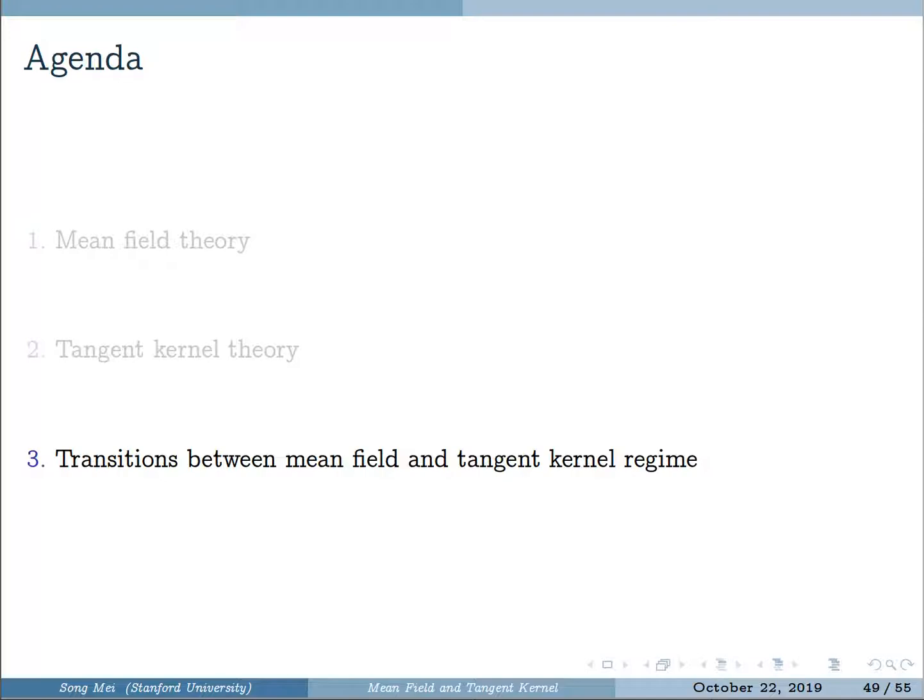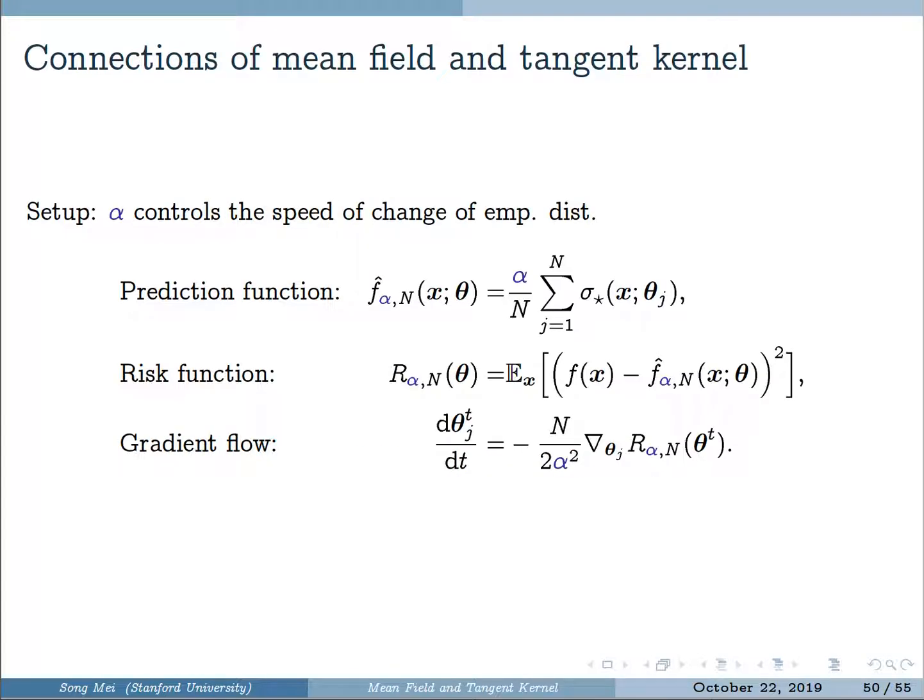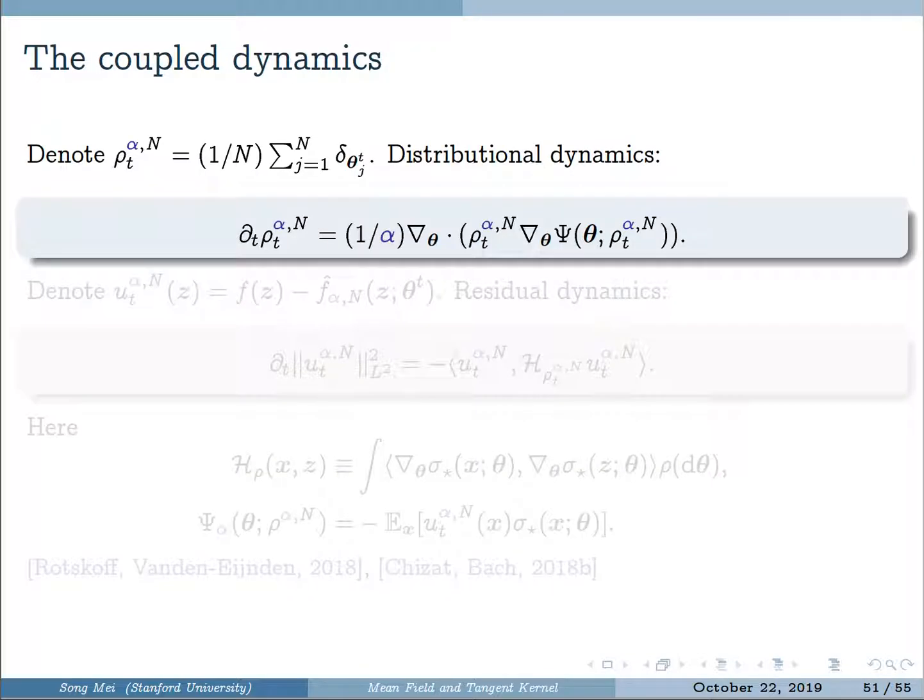So here I have some argument to connect the mean field theory and the tangent kernel theory. Basically, we go back to the two layer neural networks, and the prediction function is simply the average of the neurons, but here we add an additional parameter alpha. This alpha is a scaling parameter. It will index the speed of change of the empirical distribution of the neurons. And the role of this alpha will become clear later. We consider the risk function, which is the standard square loss, and we consider the gradient flow of the parameter theta j. Then, using the mean field theory, we can write down the partial differential equation that corresponds to the change of the empirical distribution of these neurons.